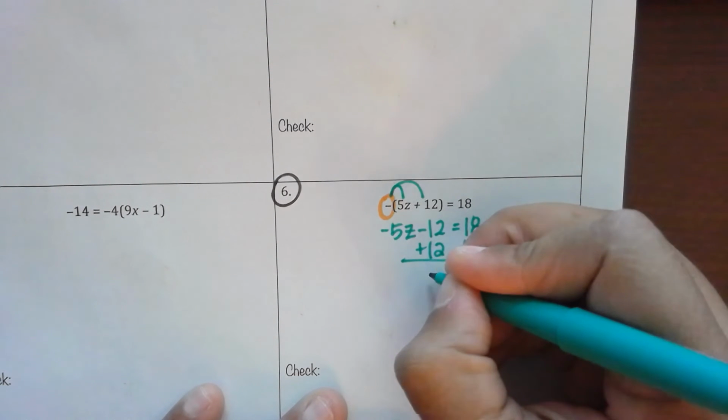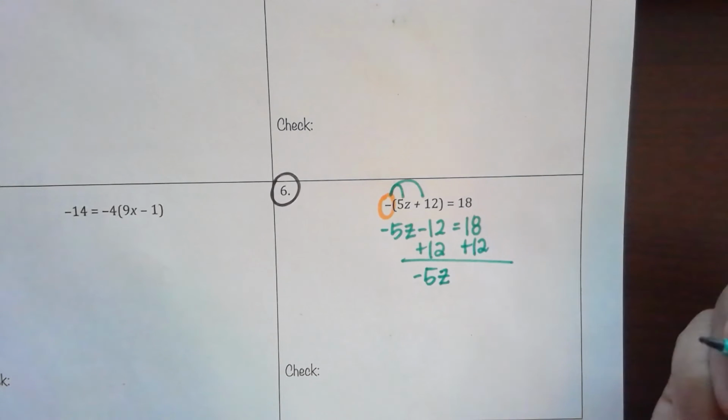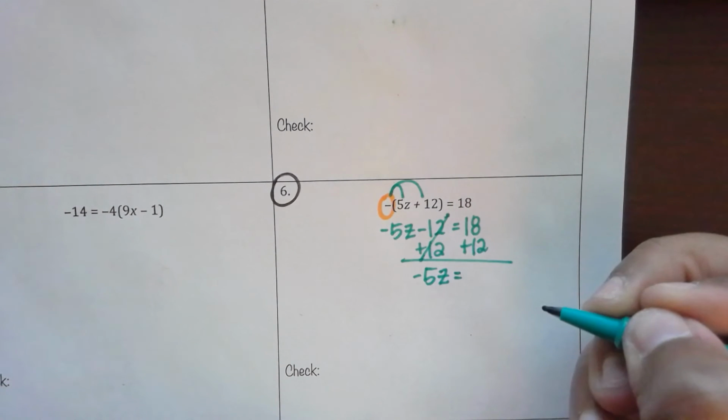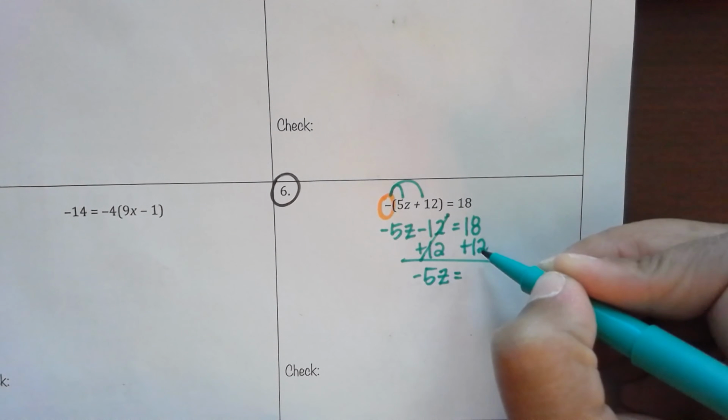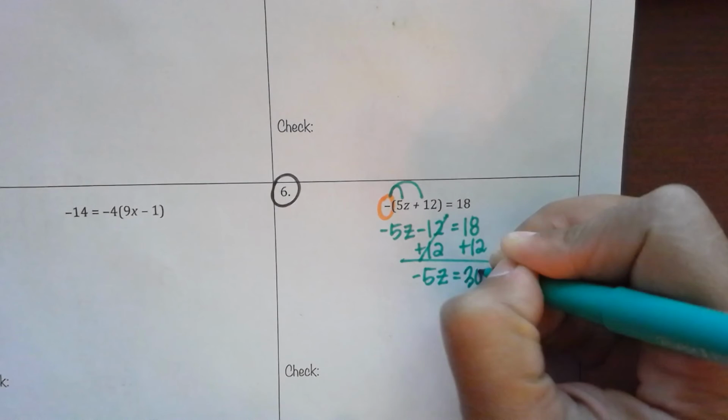What's being brought down? -5z, because does that sign matter? Yes. Behind that, equals. Because those 12s do what? Cancel out. And what's being dropped down? 18 plus 12. So type in 18 plus 12 if you have not already. 18 plus 12. 30. What'd y'all get? 30. What do I do from here?